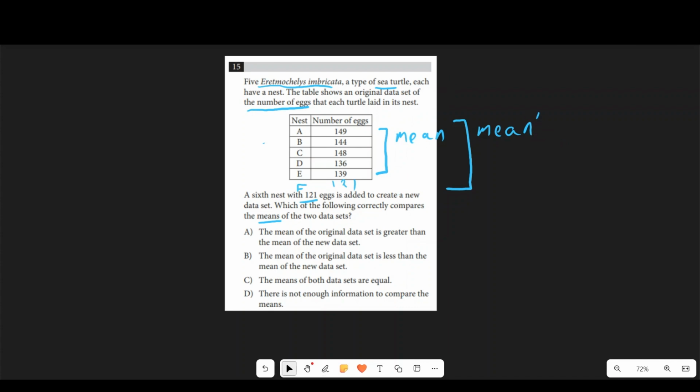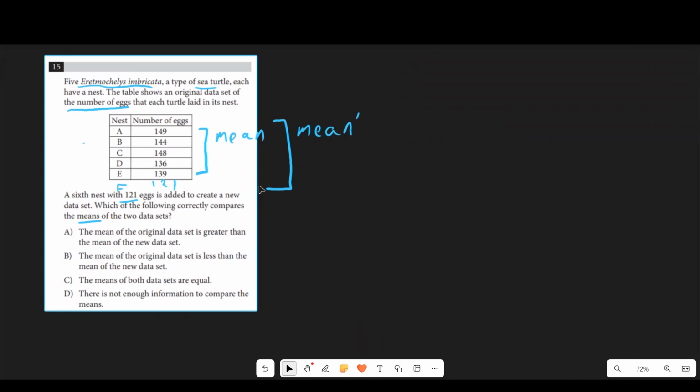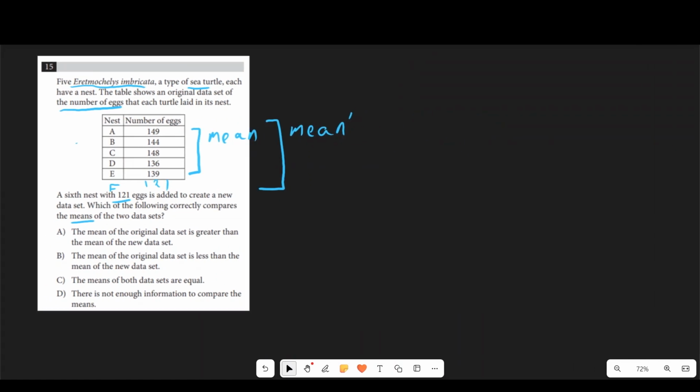So the fundamental concept you basically need to know here is averages and means. So we don't really need to do any math. It's more just understanding how averages are affected by different numbers. So 121, if we look at it in comparison to the rest of the data points, we know that 121 is lower than all the other data points.